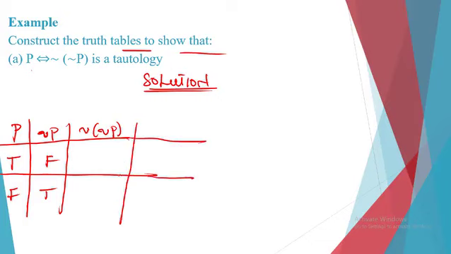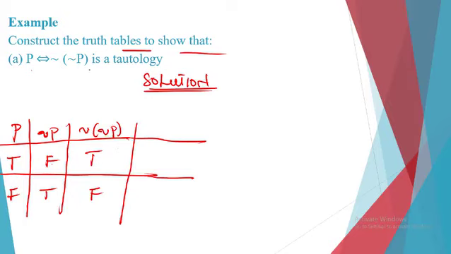Negation of negation P is just taking the negation of this again. When we take the negation of F, we have true. When we take the negation of T, we have F. That's the negation of negation P. Double negation gives us back our original values of P.